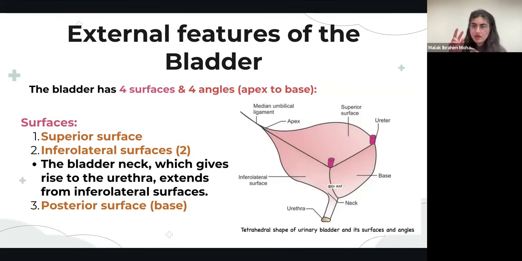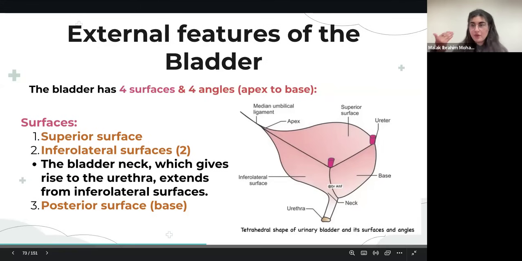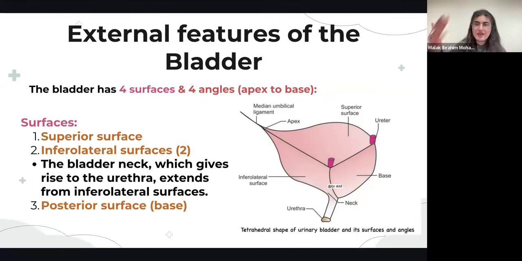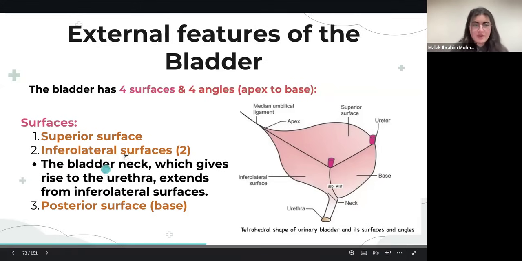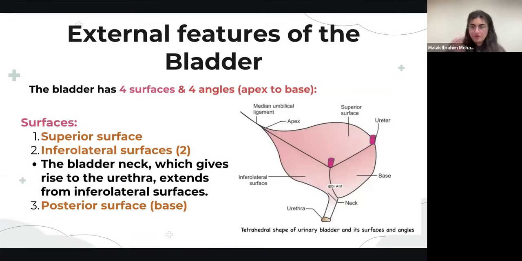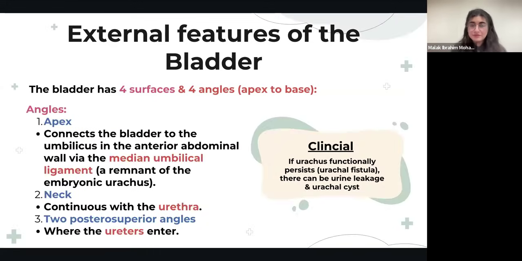From the bottom, inferiorly, you would have two surfaces. It's not just one. So you would have the inferolateral surface on the right and the inferolateral surface on the left. So you would have two on the sides from the bottom, one from the back, which is the base, and a superior one. Now, the inferolateral surface is the one responsible for the formation of the bladder neck, which is basically what gives you the urethra. These are all the surfaces, and then you have the angles.